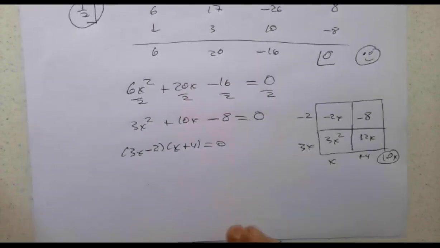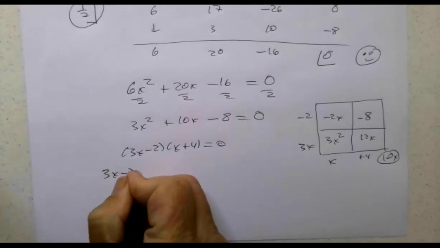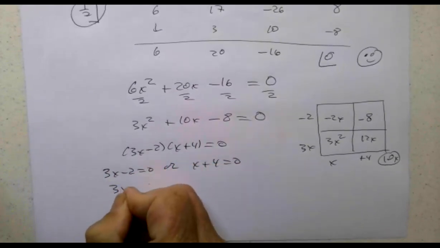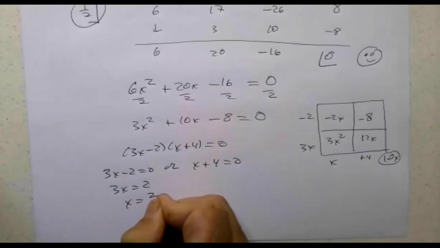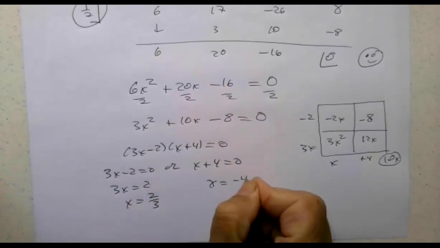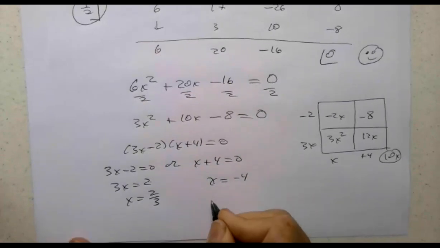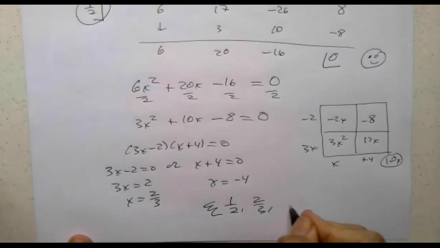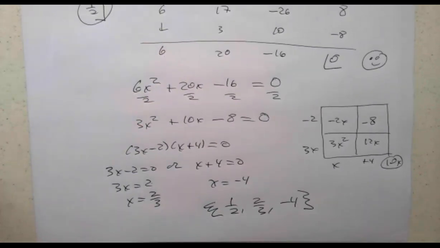So 3x minus 2 is 0, or x plus 4 is 0. So 3x is 2, x is 2/3, or x is negative 4. So my zeros are, I'll put them in set notation, the zeros are 1/2, 2/3, and negative 4. And that's how historically this problem was solved. But it is a lot easier to find the real zeros using the graphing calculator. So let's go there.